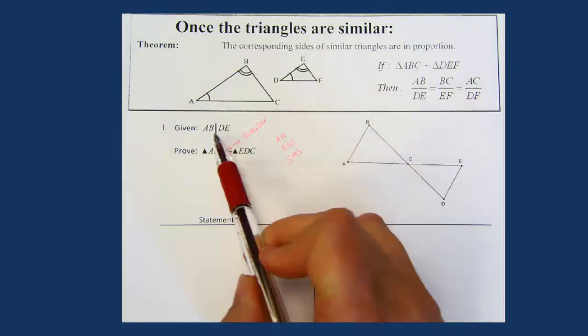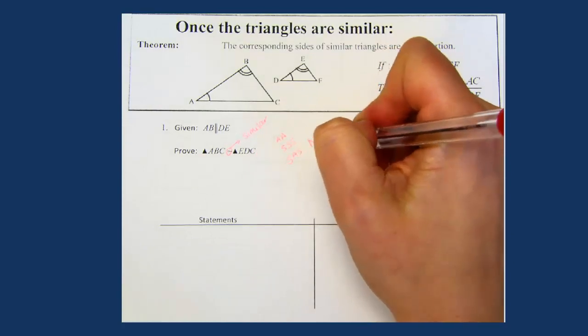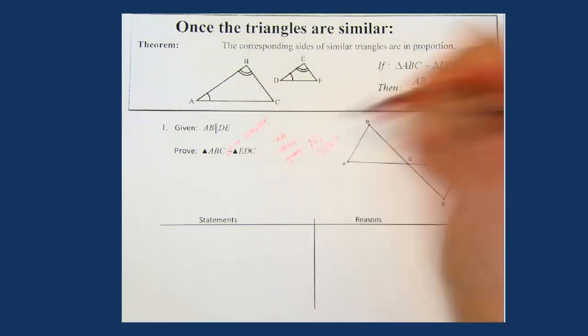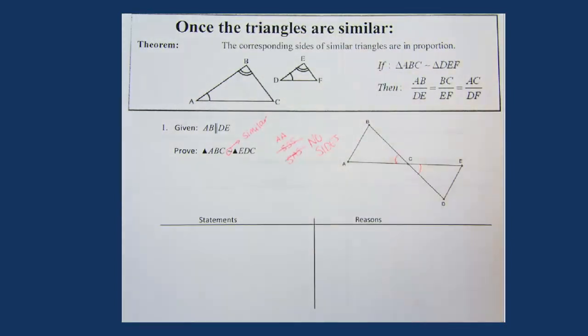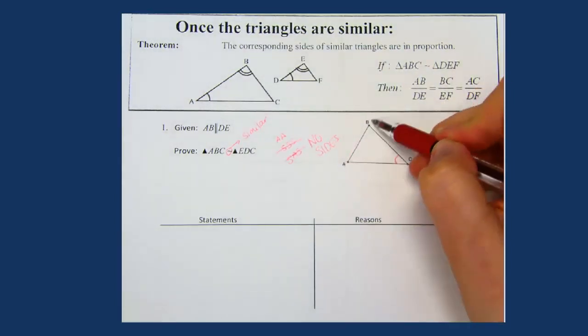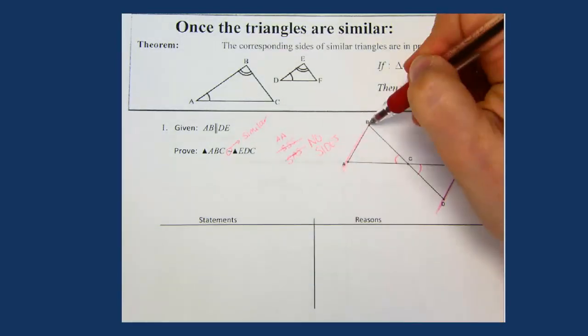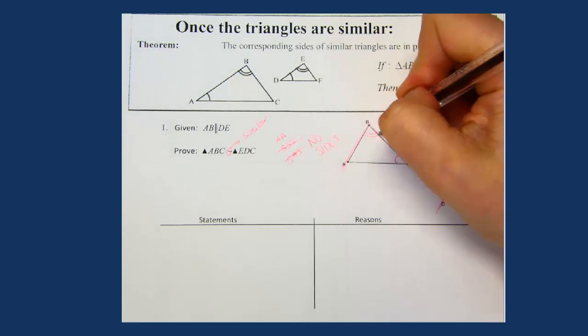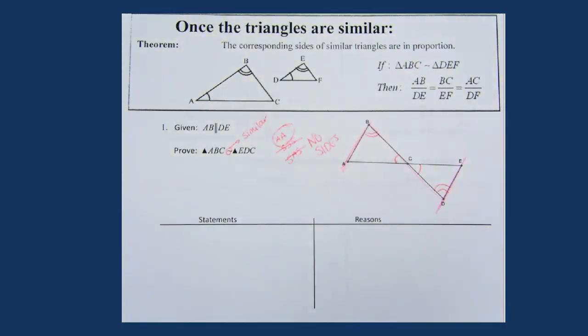So if we take a look at our 2 triangles, the first piece of given information that we have is that AB is parallel to DE. So that tells us that we don't have any information about the sides, so it has to probably be angle, angle. We have a pair of vertical angles, and if AB is parallel to DE, and we use BC as our transversal, it gives us a pair of alternate interior angles.